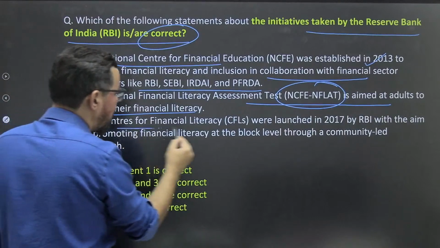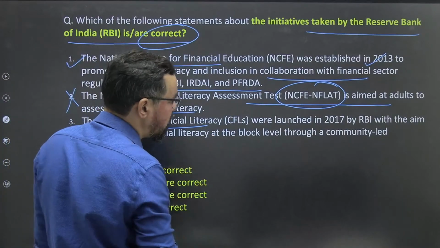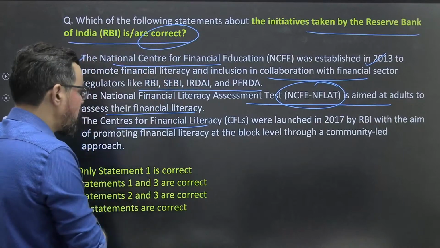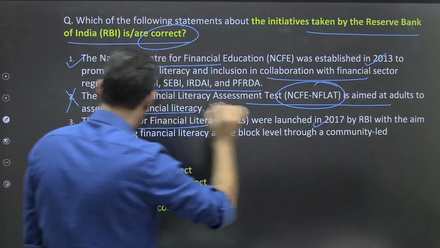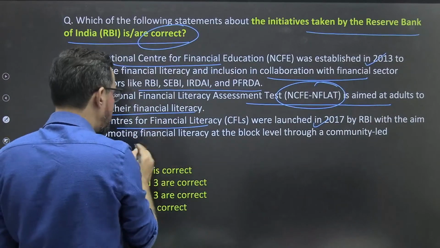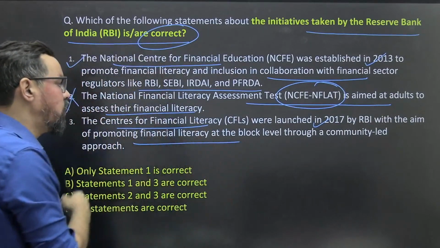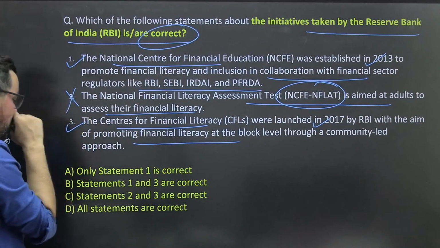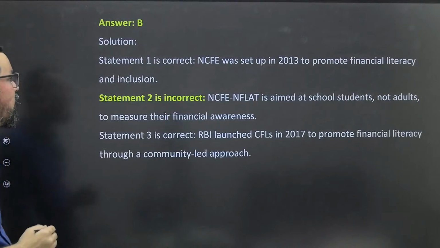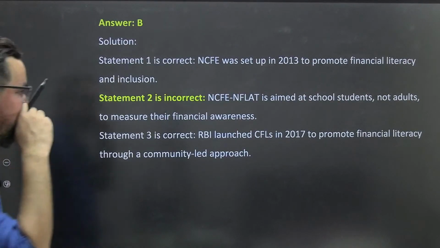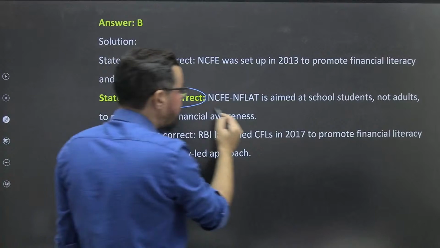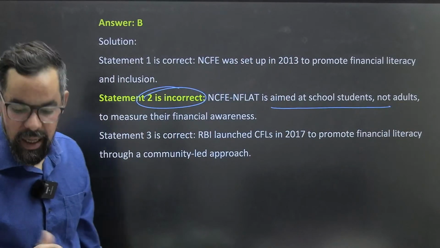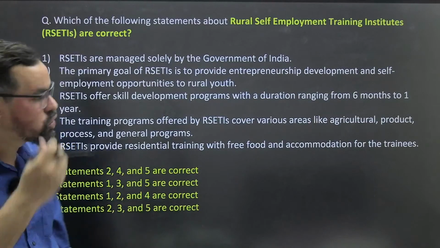The Centres for Financial Literacy were launched in 2017 by RBI with the aim of promoting financial literacy at block level through community-led approaches. This is also correct. Okay, 1 and 3 means option B will be the right answer for this particular one. All right. So statement 2 was incorrect. It is aimed at school students, not adults, and there are no such procedures in it. Okay friends, let's move ahead.